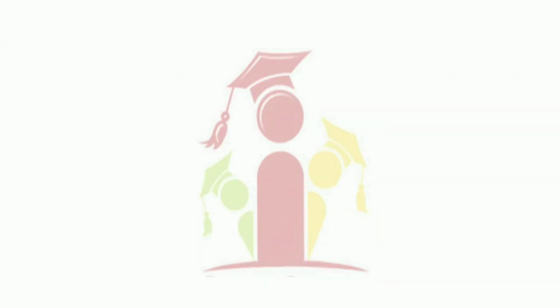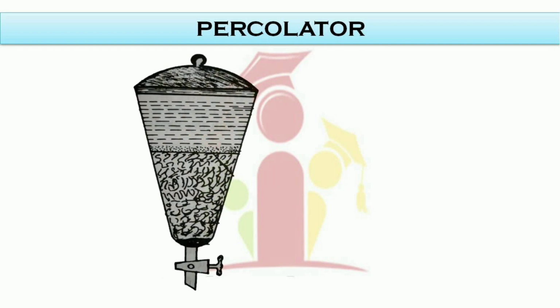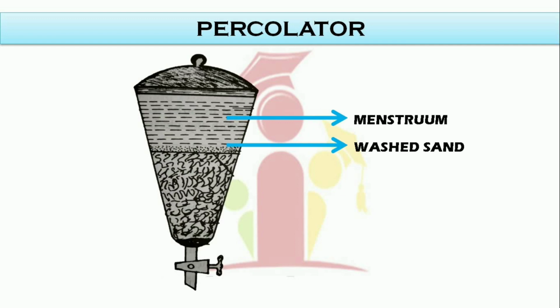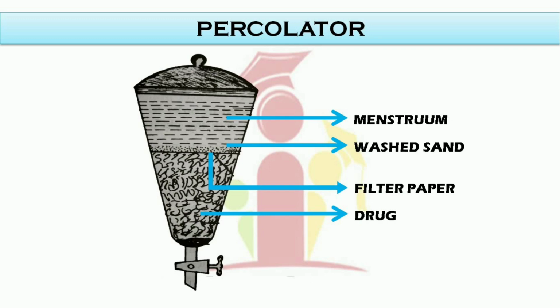and finally filtered. Now here is the diagram of a percolator where we can see on the top there is the menstruum, then we can see the washed sand layer, then the filter paper layer, then we can see the drug which is packed inside, and finally we can see the glass.